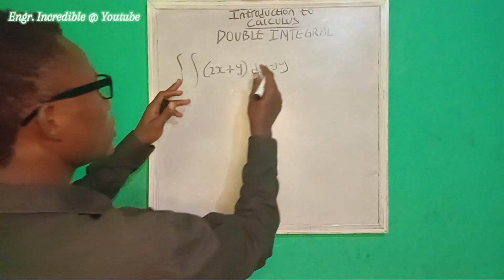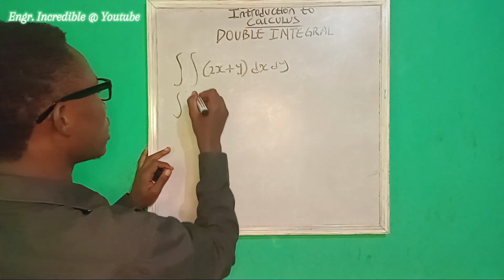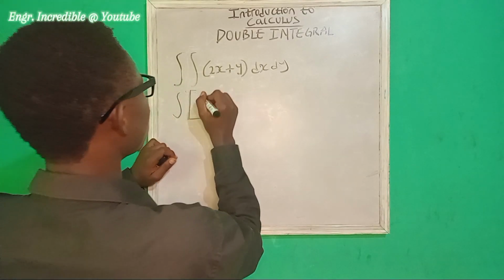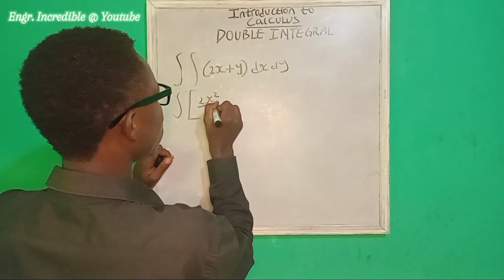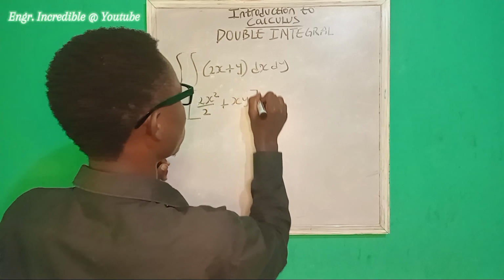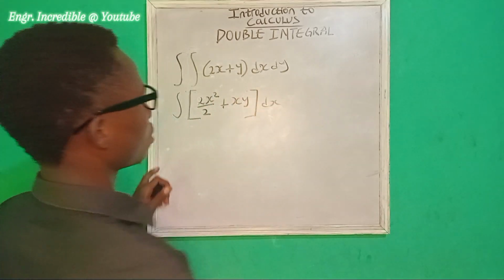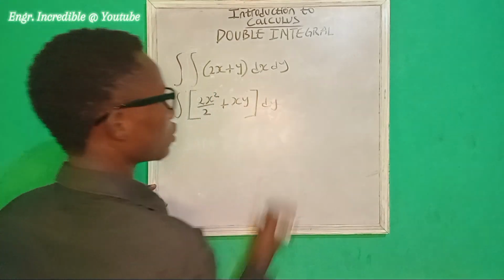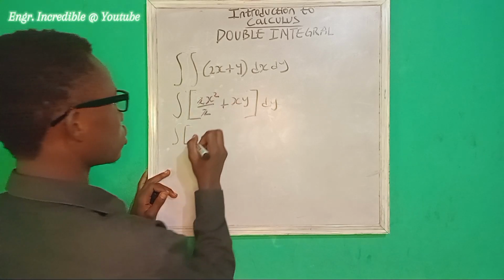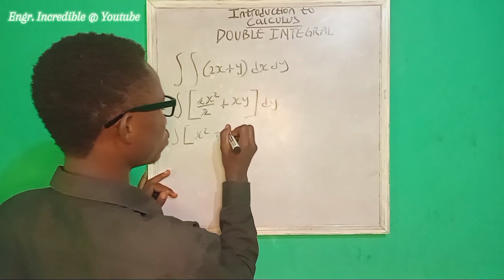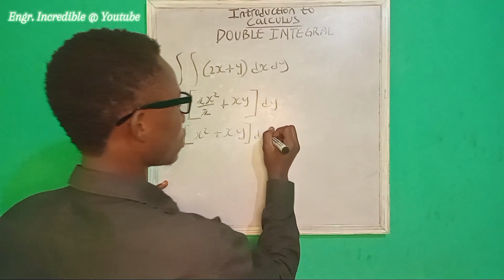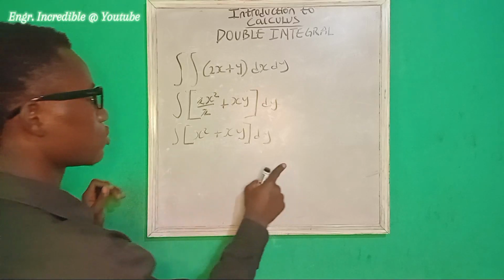So now if we are integrating the inner one, after integrating the inner one with respect to x, we have 2x squared divided by 2 plus xy. Then we close it with respect to y. So then we simplify our bracket, 2 divided by 2 here, so we have x squared plus xy. We close it with respect to y, and now we integrate again with respect to y.